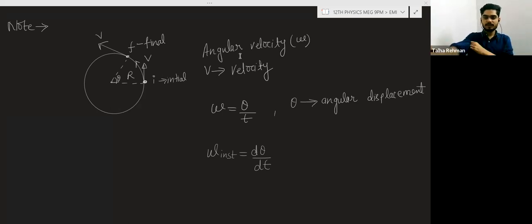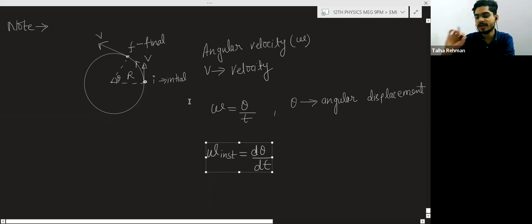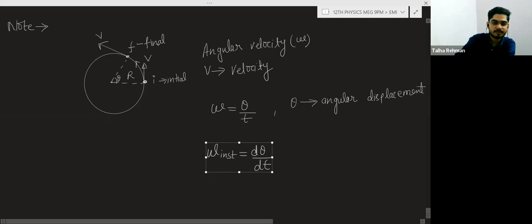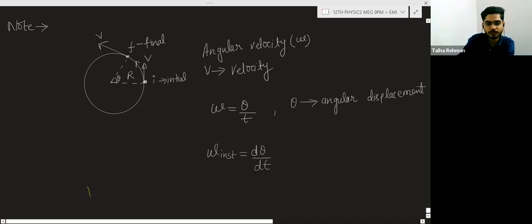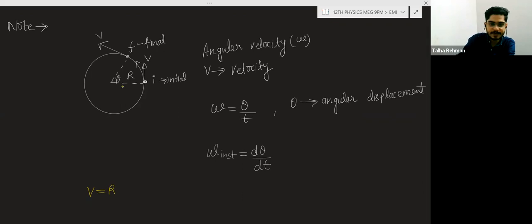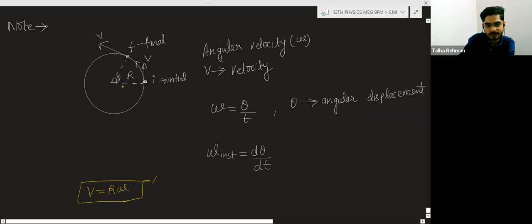So we will do one derivation and I will use this result. And one more thing I want to add here, the relation between this omega and the linear velocity. Your linear velocity is equal to the radius of the circle in which the particle is moving, multiplied by omega. So note down this result: v is equal to r omega when the particle is moving in a circle. This I will use.